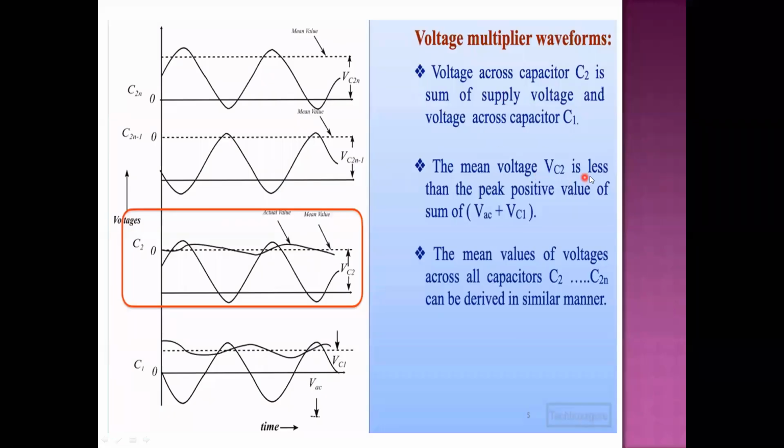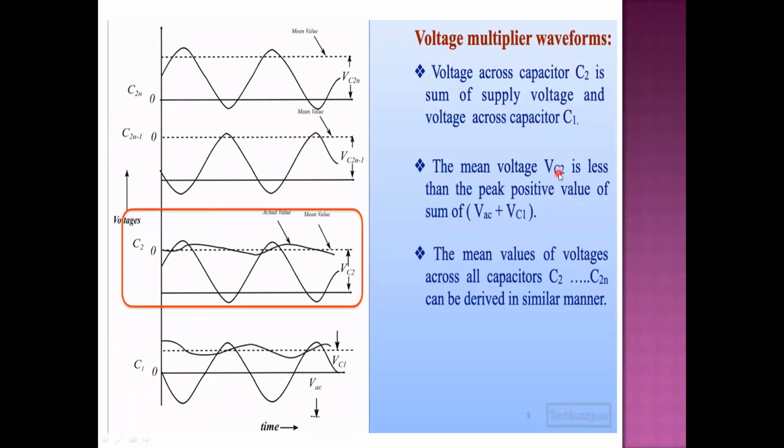The mean value VC2 is less than the peak positive value of the sum of VAC plus VC1. VC2, that is, the voltage across the capacitor, is less than the peak positive value of the sum of VAC plus VC1. This means the voltages across all the capacitors C2 to C2N can be derived like this. So the voltage across the capacitor VC2 is nothing but VAC plus VC1.